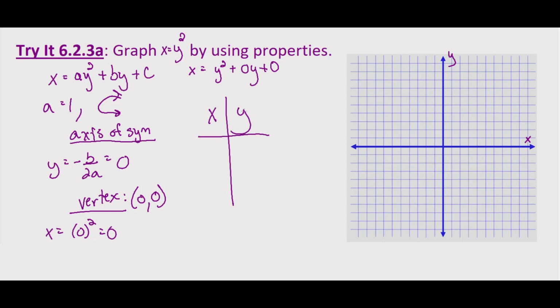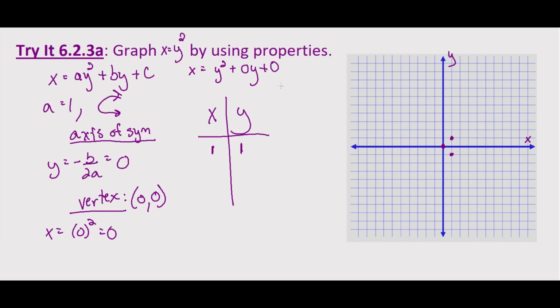Let's look at where we are so far. We have 0, 0 as our vertex. We know it's going to open to the right. So let's go ahead and we'll use y equals 1. So if y equals 1, then x equals 1 squared, which is just 1. So we have a point at 1, 1, which means we have a point at 1, negative 1, due to our axis of symmetry.